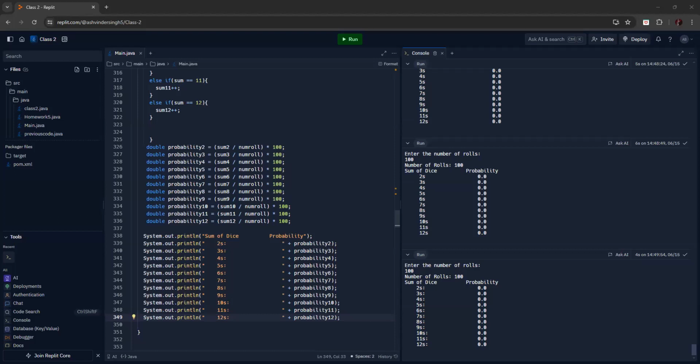Okay, excellent. Probability is 0. Yeah, that's a problem. Okay, so to troubleshoot, we have to check first if your sum is actually working, or the adding to your sum is working.